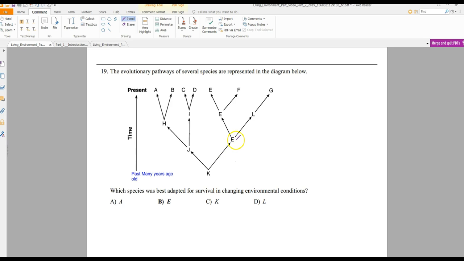Let's say that there was another species that evolved here, and I'm going to purposely leave it here, and I'm going to call this species Z. Notice how this species is not together and aligned with the present time. What happened to this species that it's not here in the present time? It became extinct.